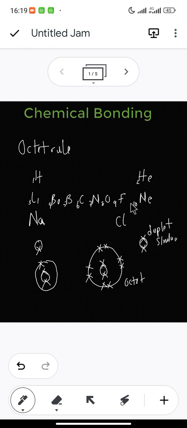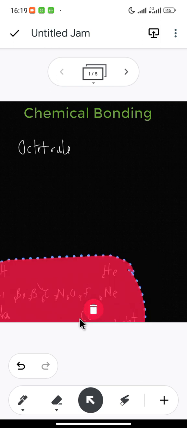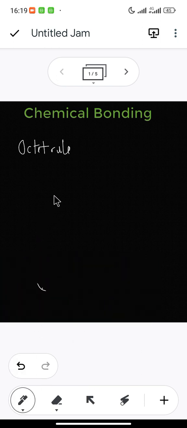Now, you can see that, take an example of sodium trying to react with chlorine. We're going to write that down. It's just to attain the octet structure. So let's take an example using sodium and chlorine. So we have sodium. Sodium has the atomic number of 11. We have chlorine. Chlorine has the atomic number of 17.